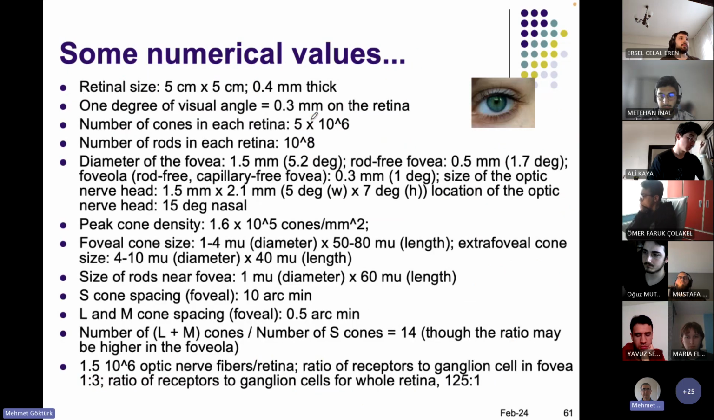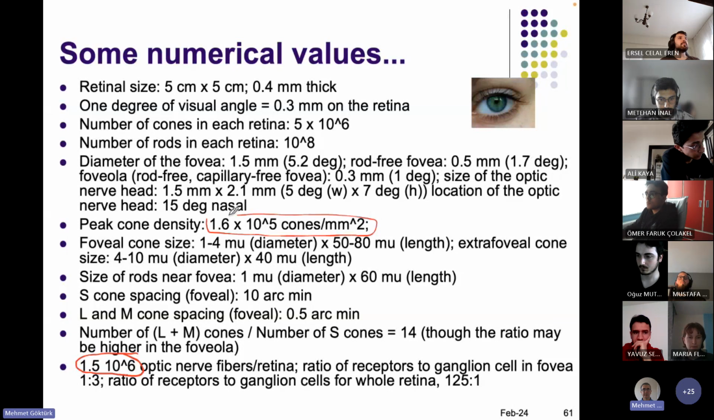The outcomes are, these are some numerical values. You are not responsible for these, but 1.5 times 10 to the 6 nerves for each eye is an interesting number. Number of cones per millimeter square is this. And number of rods in each retina, 10 to the 8. Number of cones in each retina, 10 to the 6.